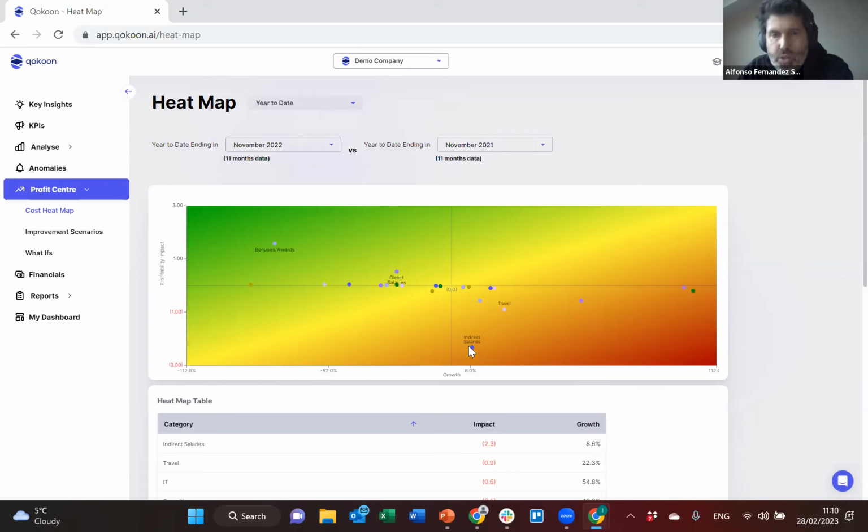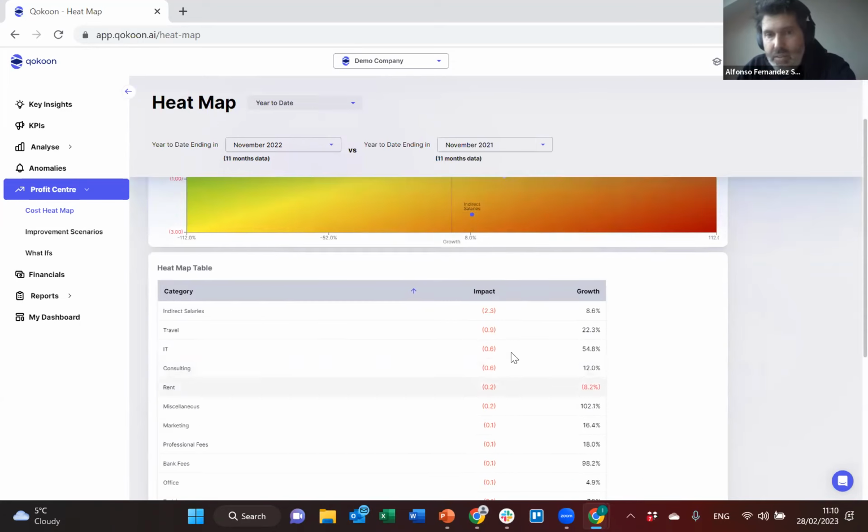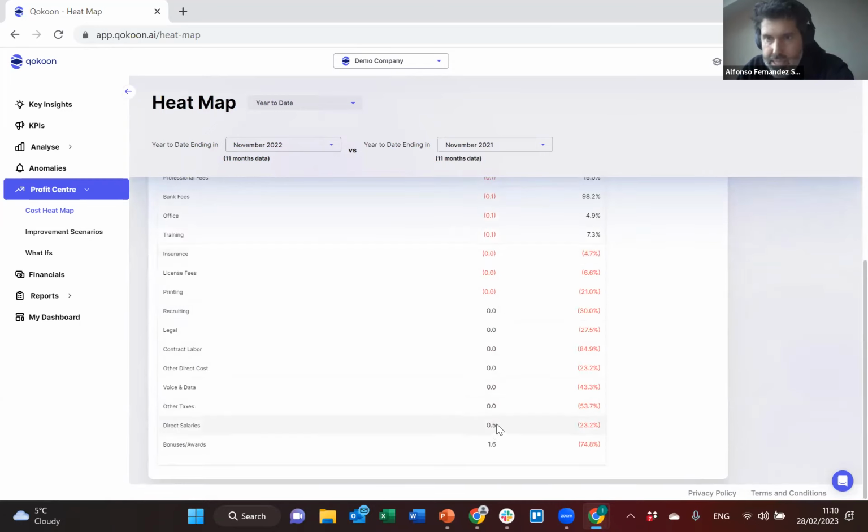Okay, so for example, you see that your indirect salaries, first of all, have grown by 9%, but we quantify the effect they are having on EBITDA margin. We're telling you it had a negative impact on EBITDA margin by 2.3 percentage points. And everything is on the table as well, ranked from worst impact to best impact.